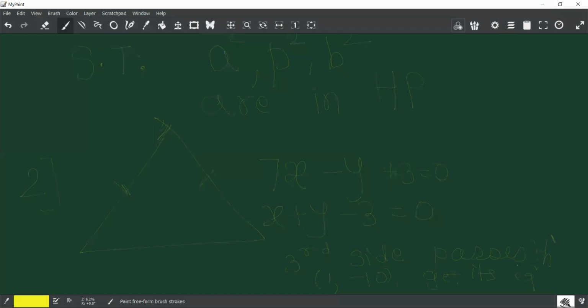It is an isosceles triangle, huh? It is an isosceles triangle जिसके दो sides के equations are given. 7x minus y plus 3 is equal to 0. And x plus y minus 3 is equal to 0. And the third side passes through 1 comma minus 10. You have to get its equation. Get equation of the third line.